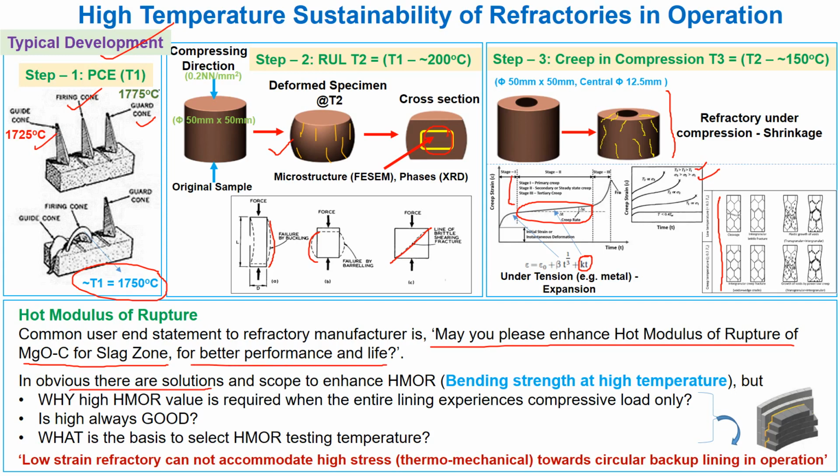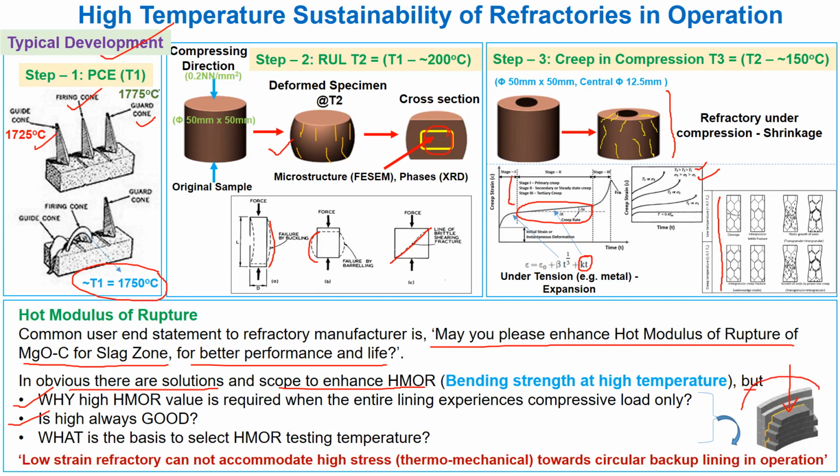Obvious, there are solutions and scope to enhance HMOR, that is bending strength at high temperature, but why a high HMOR value is required when the entire lining experiences compressive load only? Is high always good? What is the basis to select HMOR testing temperature?